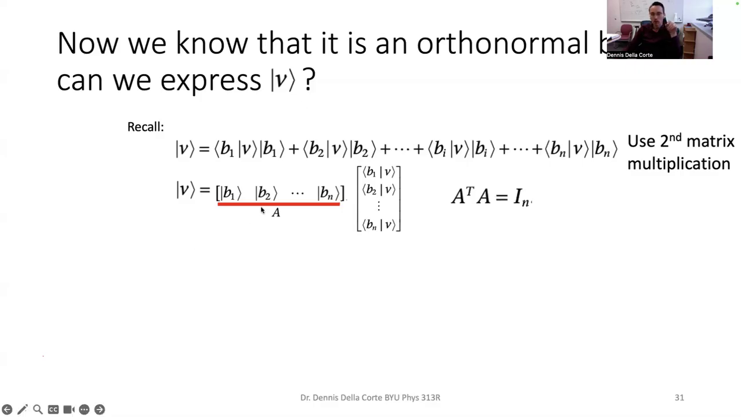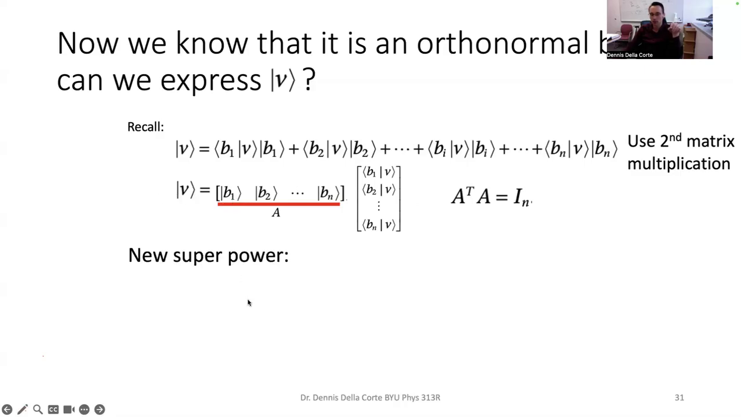Now, if we call, so what is A? A is just a matrix of vectors that form an orthonormal basis. And since they form an orthonormal basis, we know that A times its transpose is going to give us an identity matrix.